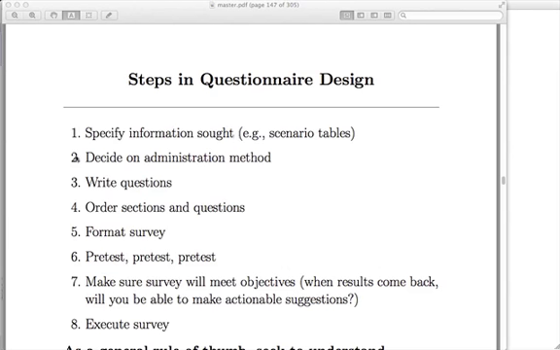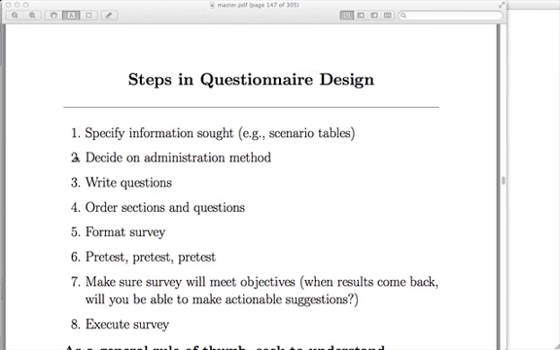Next step, you need to pick an administration method. What I mean by that is, are you going to do an in-person interview? A phone survey? A mail survey? An internet survey? A lot of this depends on the nature of the information that you're gathering. So if it's something where the person really needs to touch and feel something to give a reasonable rating, you may need to do in-depth interviews. That would rule out phone surveys or mail surveys.